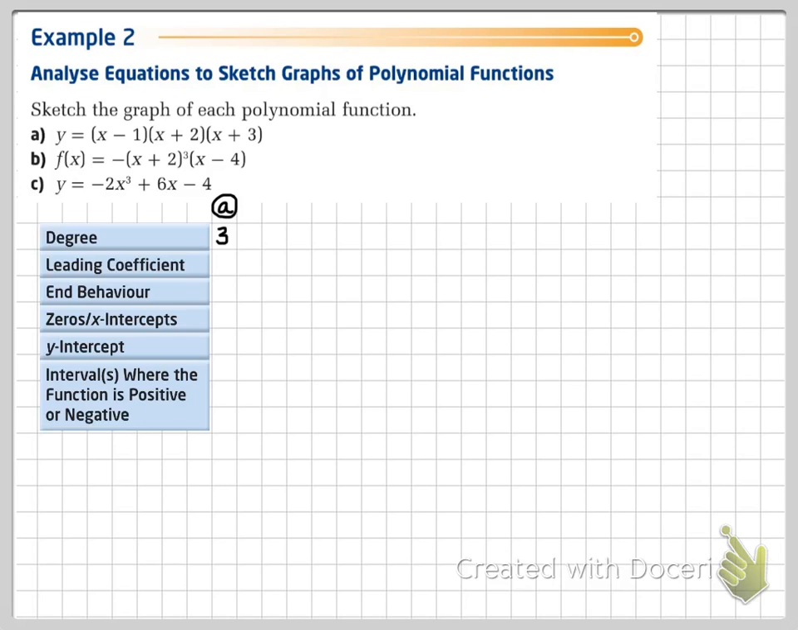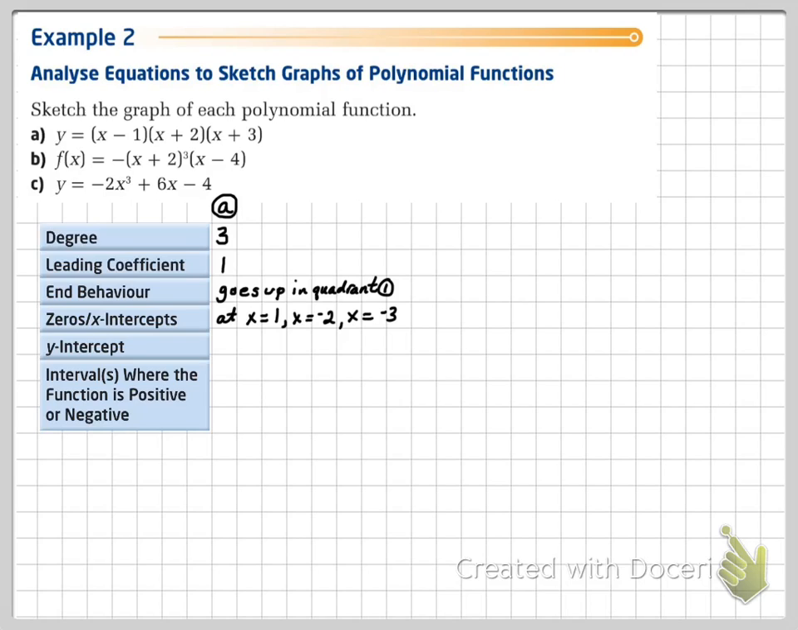The leading coefficient, notice that there's nothing out front except a 1. That would be assumed to be a 1. The end behavior, well, since it is positive 1, that means it's going to be up to the right, up in quadrant 1. There's going to be zeros at positive 1, negative 2, and at negative 3.